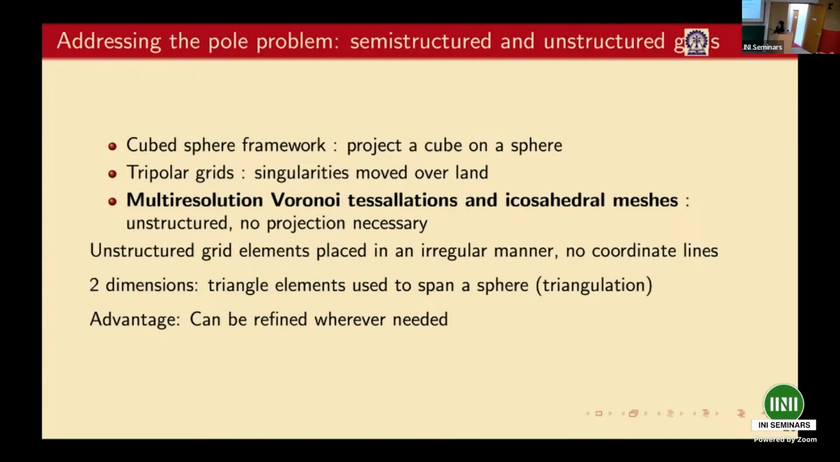The thing that we did in MPAS-Ocean is the gridding using Voronoi tessellations and icosahedral meshes. These are unstructured, and no projection is necessary for Voronoi tessellation grids. Just to say what unstructured grids are: here the grid cells are placed in an irregular manner and there are no definite coordinate lines. Triangular elements are used to span the entire sphere. It is called triangulation, and the advantage is that the grids can be refined wherever necessary.